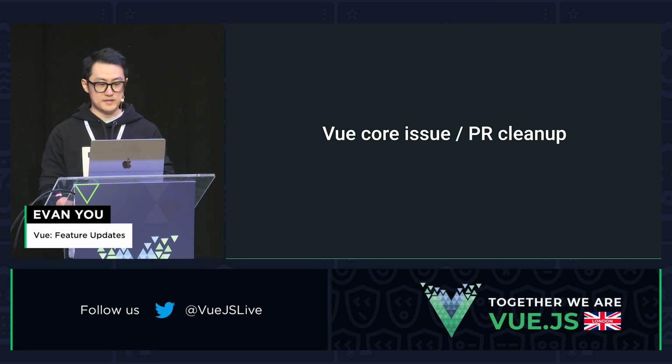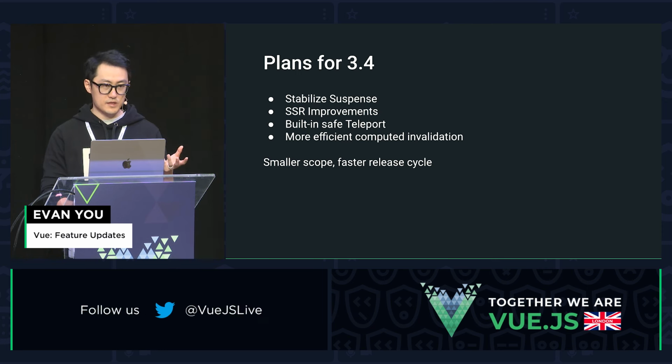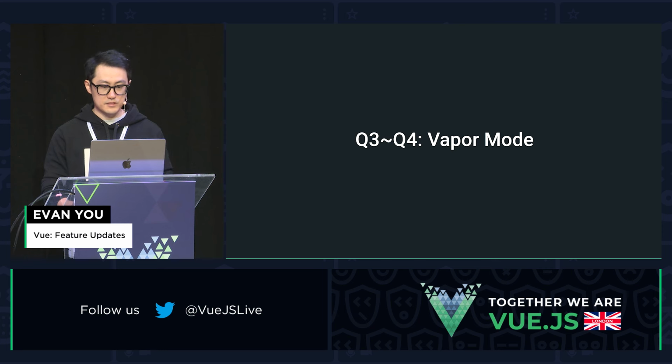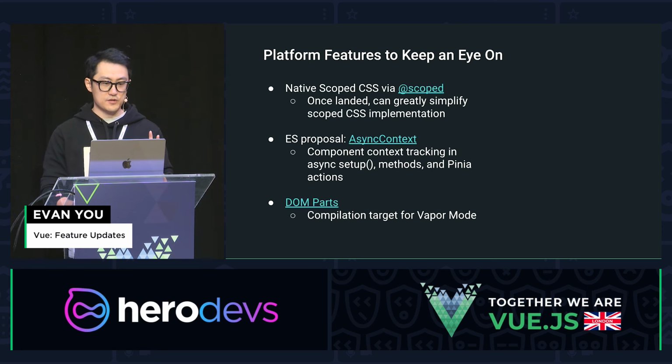And next thing is we're going to do a round of Vue core issue and PR cleanup. We do have a bunch of P4 important issues that we want to tackle before the next minor sprint. Then in 3.4, some of the things we want to prioritize are to stabilize Suspense, some SSR improvements, built-in safe Teleport, and more efficient computed invalidations. And the goal for future minor releases is we want to keep them smaller in scope so that we release more often. Release faster.